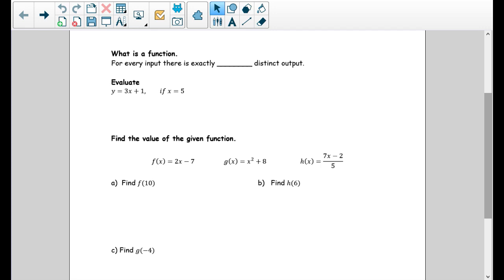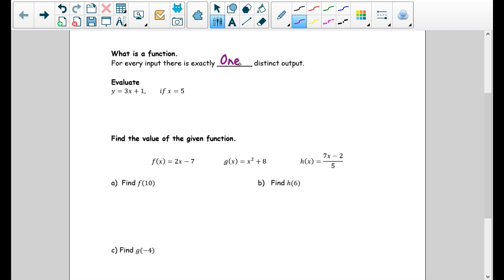So first thing is, what's a function? Well, with a function, for every input there's exactly one distinct output. Okay, one and only one. So whatever number I plug in, I can only get one output. Okay, if I plug something in and I get two solutions, two answers, not a function. Okay. So we're going to take a look at evaluating functions.